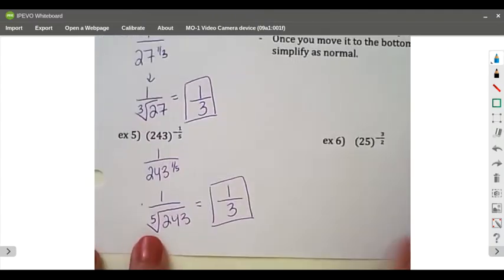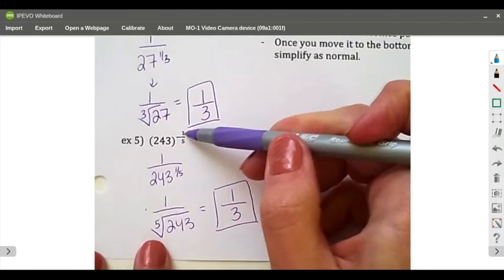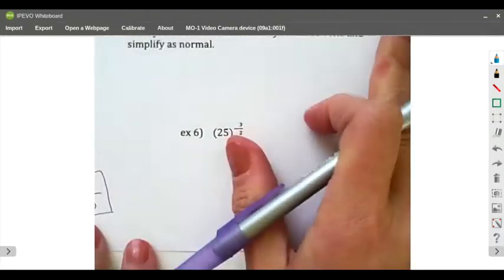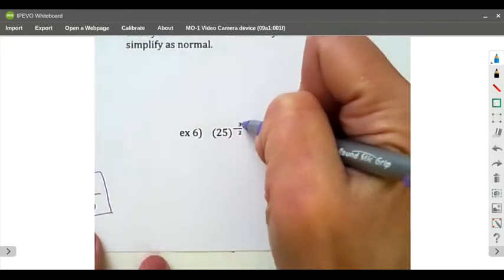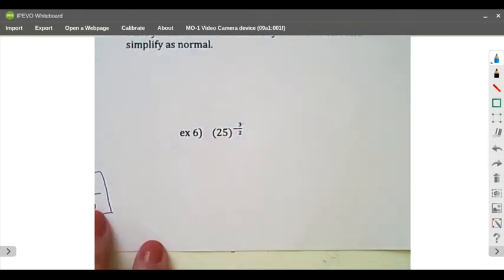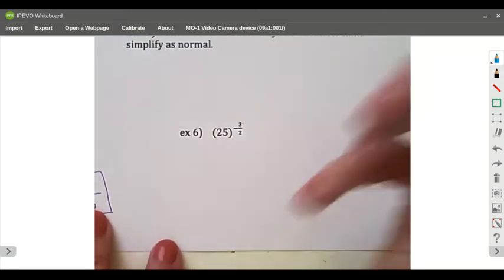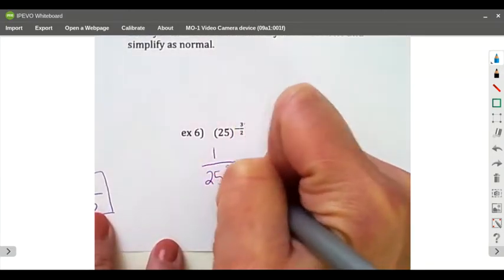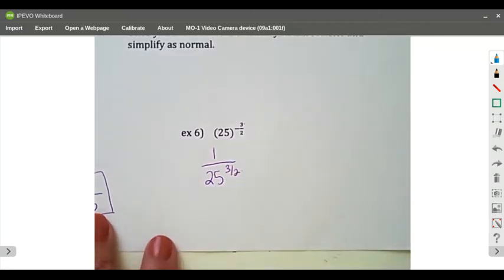Okay, so those are when the exponent just had a 1 on the top. You get your root and then you're done. Something like number 6 is a little different because there's a 3 on the top, but you still pretty much just do it the same way. You bring it to the bottom, make it positive. So this is going to be 1 over 25 to the 3/2 power.